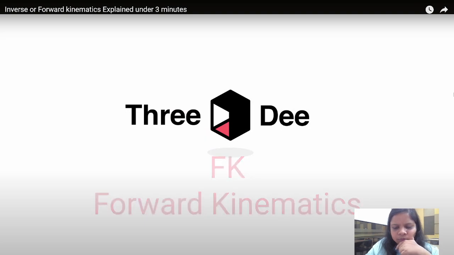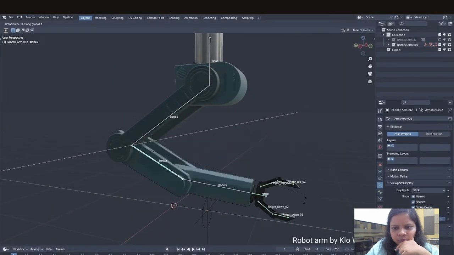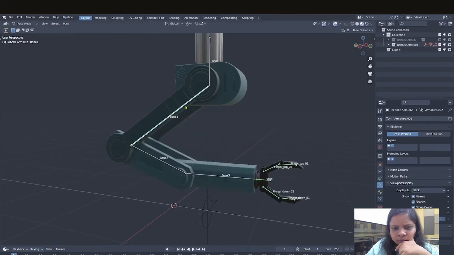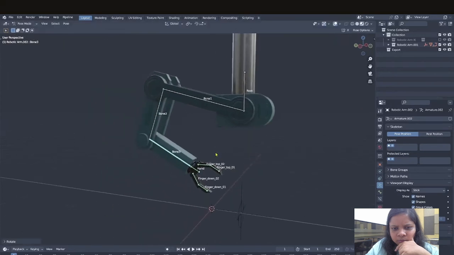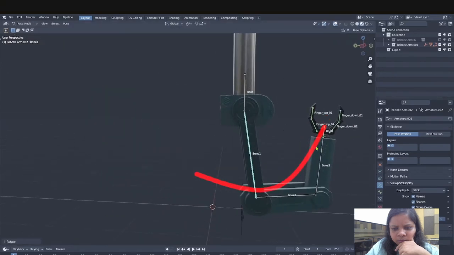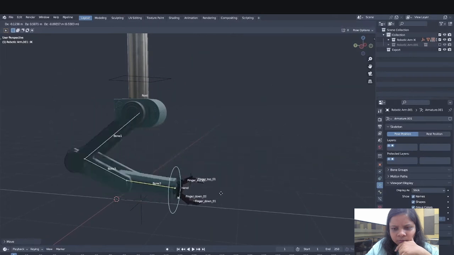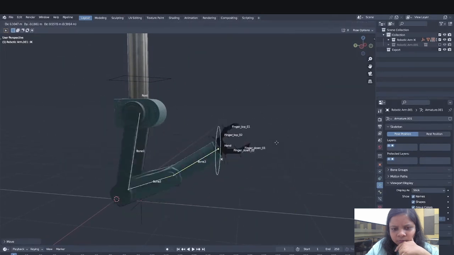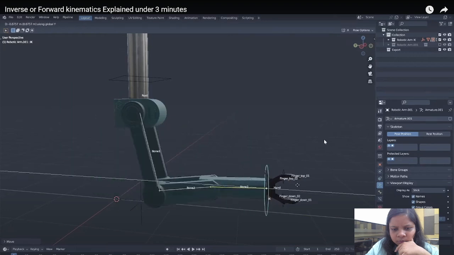FK works with parenting. If you rotate bone 1, all of its children will go with it. If you rotate bone 2, all of its children will move, but bone 1 will not, because it comes earlier in the chain. This is the default behavior of any armature you try to animate, and by default all of your movements happen in arcs. IK on the other hand works by using control bones. You won't need to rotate each joint anymore, just move one control bone. The rest of the chain will adapt to it. This will usually give you a more natural movement, and the movement happens in a linear fashion.